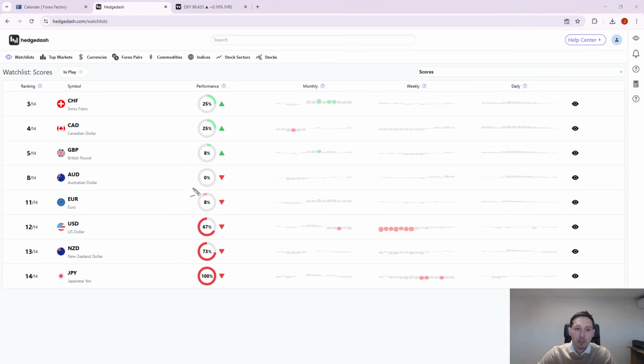Now, very quickly, just looking at the portfolio selection for next week, you can see the Swiss franc is number 1, the Canadian dollar is number 2, and the pound is actually only the 3rd currency here, which has a green performance wheel in hedge dash and also a green momentum arrow. So those are the 3 that I'm going to be looking at trading to the upside. To the short side is the yen, the New Zealand dollar, and also the US dollar.